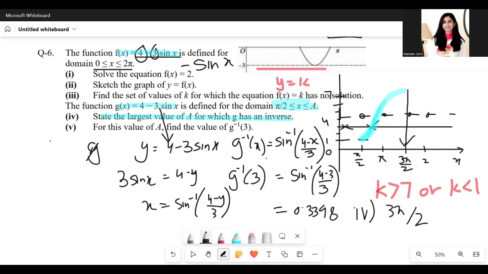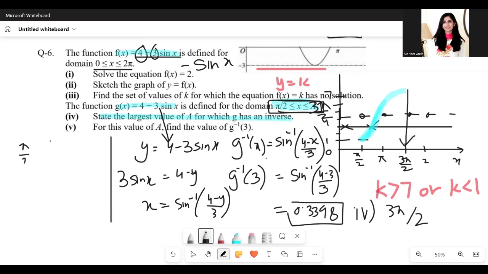Now this is going to be a problem. This does not lie within the given domain. What was our domain? From π/2 to 3π/2. Let me clear this. What is π/2 in decimals? π/2 in decimals is 1.57, and 3π/2 in decimals is 4.71. So our answer should lie between this region.